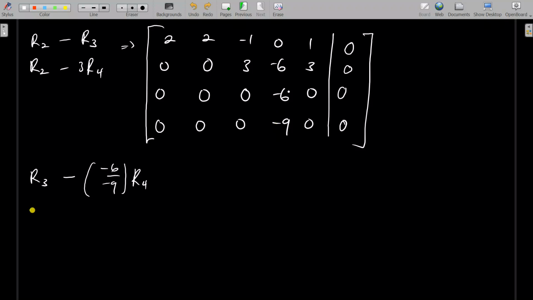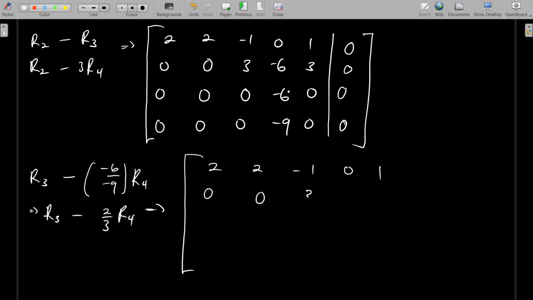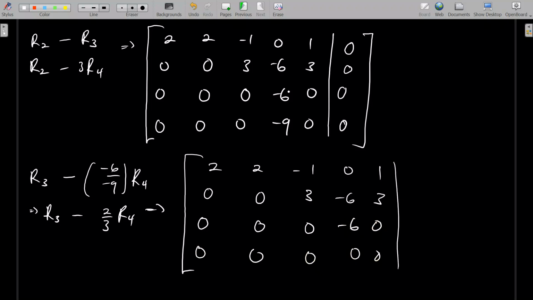Or in other words, what you are doing is you can divide these two, and you're going to have 2 over 3 row 4. Okay, so when you do this, it tends to 2, 2, negative 1, 0, 1, 0, 0, 3, negative 6, 3, 0, 0, 0, negative 6, 0. I have 0, 0, 0, 0, 0, right? So everything you do will turn to 0 here.